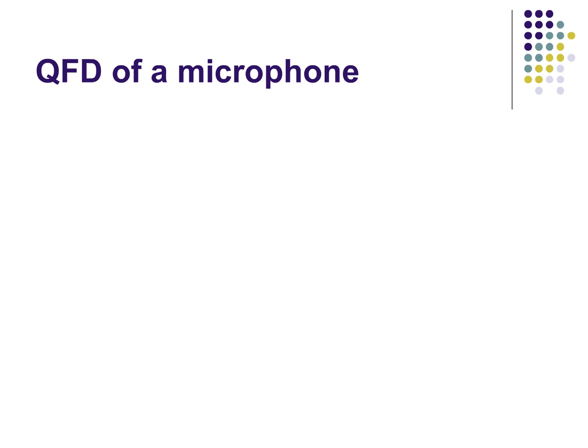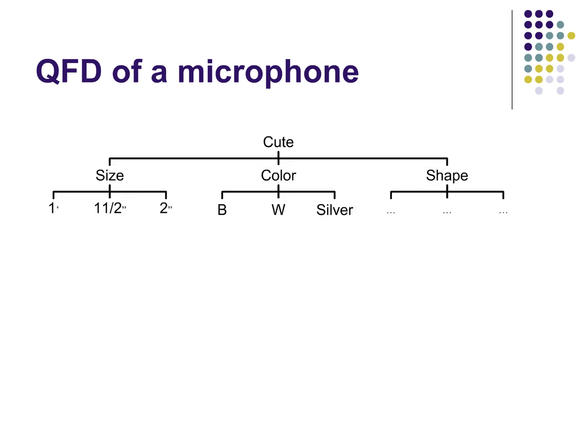Now, quality functional deployment is a concept that's very useful, and it's consistent with our typical design process. Now I'm using the quality functional deployment of a microphone as an example to show how it can be useful in the design stage. Look, for example, if from marketing research, we identify the customers prefer the microphone looks cute. Then what makes the microphone look cute?